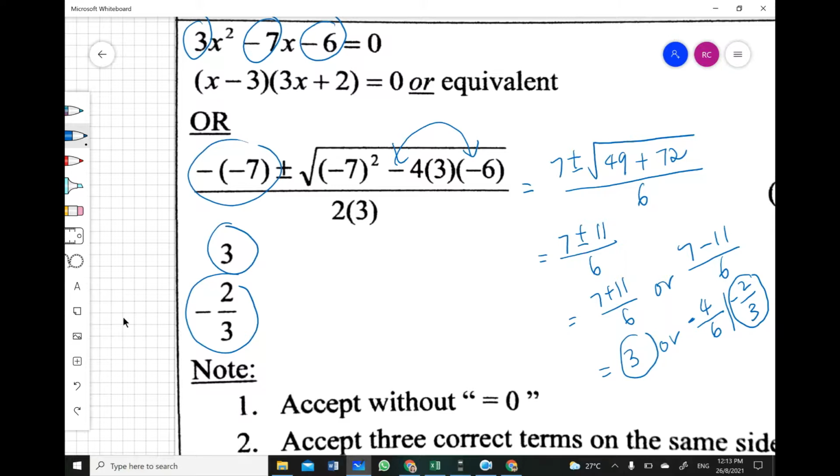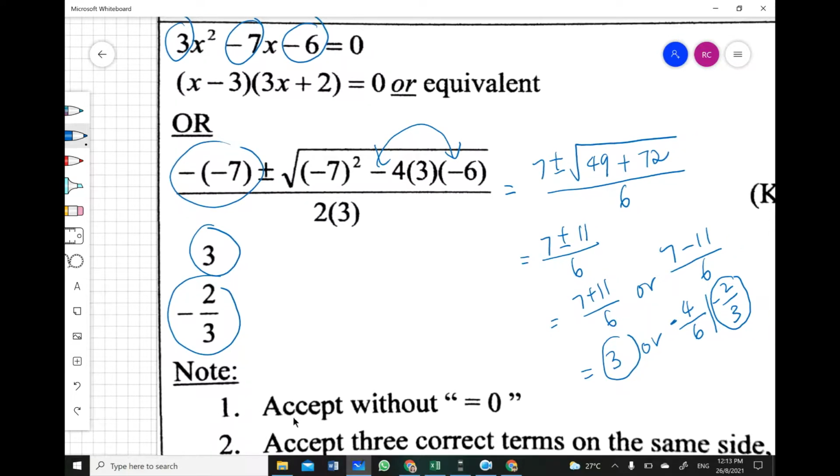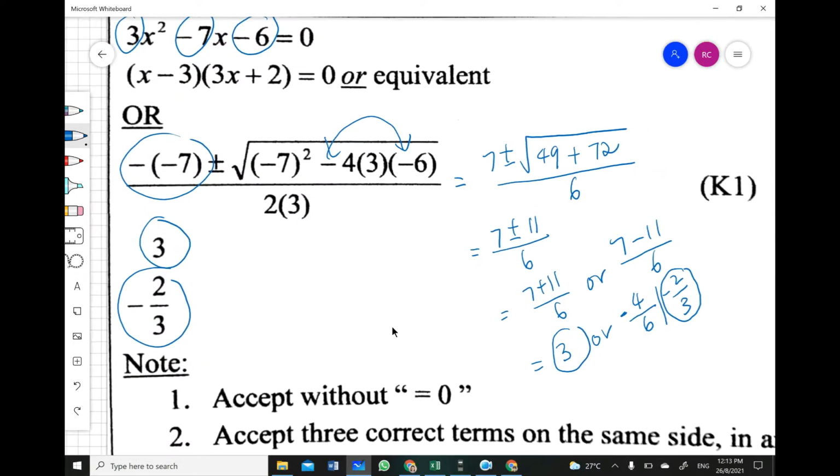Okay, so you can see the marking scheme is a bit lenient now. They also accept if you don't write down the 0. So you can check back your working just now. Did you write down the 0 there? It is also acceptable. Okay, good, then you have it.